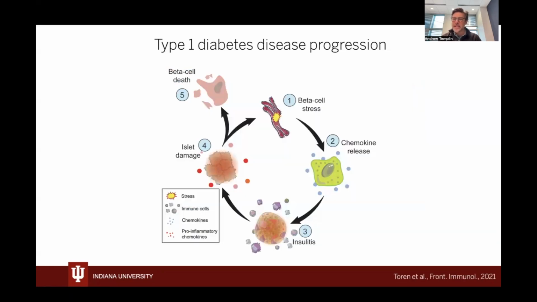My lab specifically is interested in beta cell death and mechanisms thereof. And this is a model that highlights some of our understanding of what happens between the beta cell and immune cell compartments in T1D pathogenesis. So we believe that beta cell stress elicits chemokine release and recruitment of immune cells to the islet, leading to insulitis. This insulitis in itself can then lead to additional islet damage, which can produce beta cell death and also ongoing beta cell stress. This beta cell death has been attributed mostly to apoptosis.